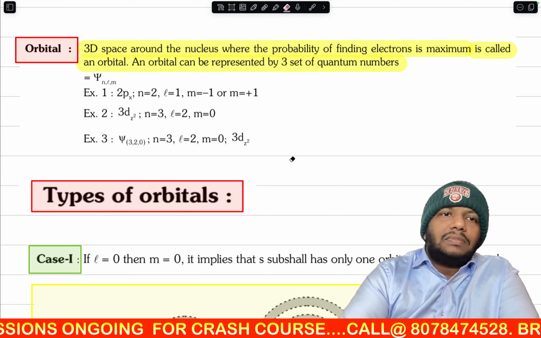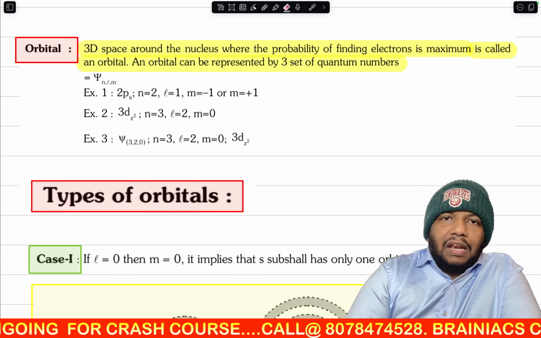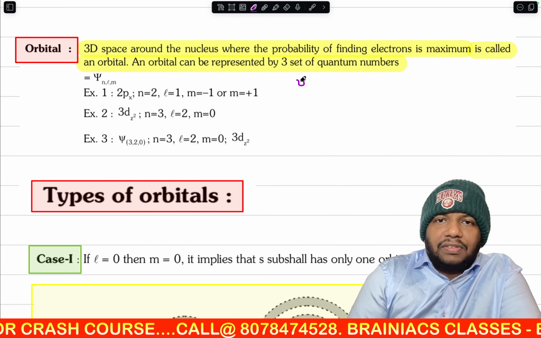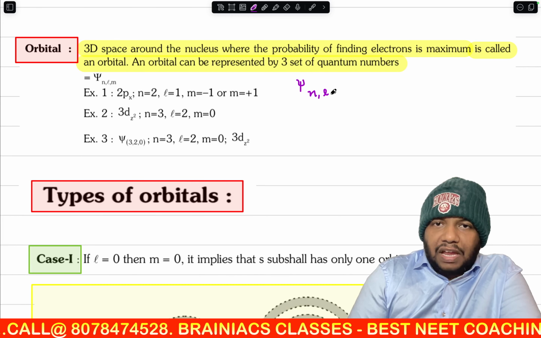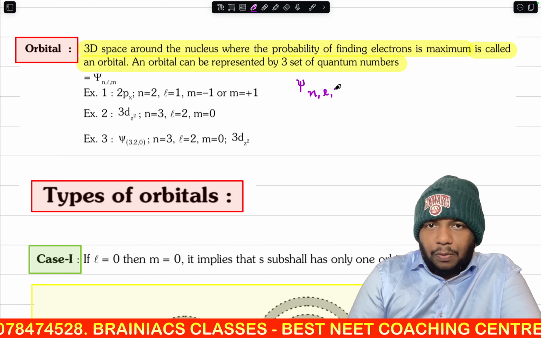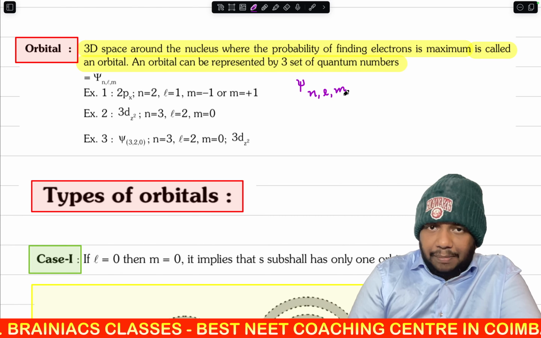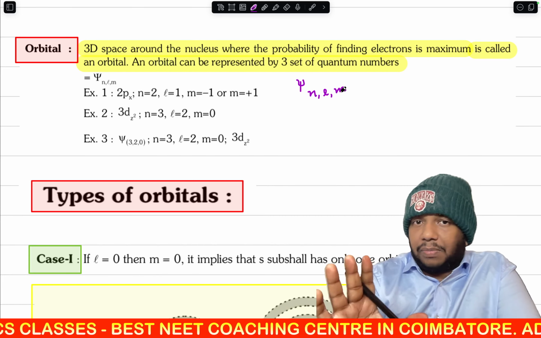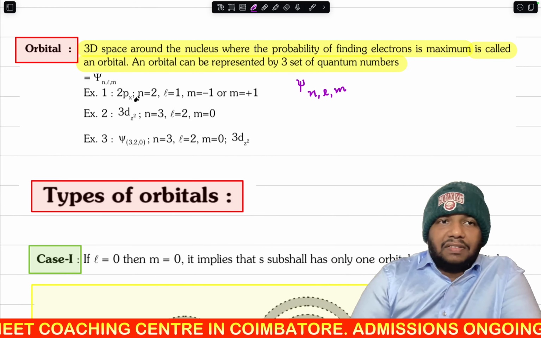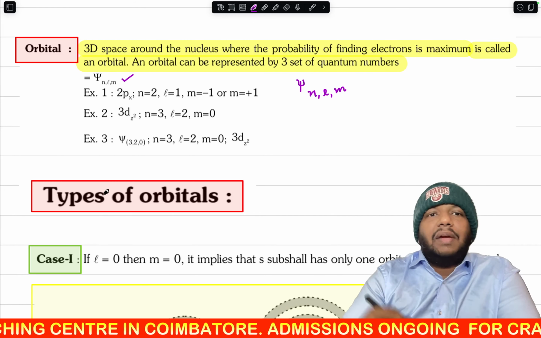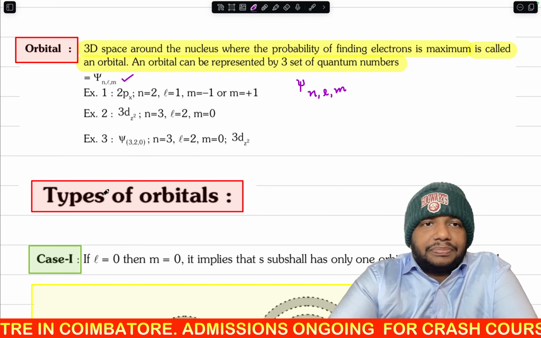Clear? Fundamentally an orbital is represented by the function psi, and it can be analyzed with 3 quantum numbers, that is n, l and m. It doesn't require the spin quantum number. Please understand, it needs only 3 quantum numbers, n, l and m. That is highlighted here. I hope you understood.